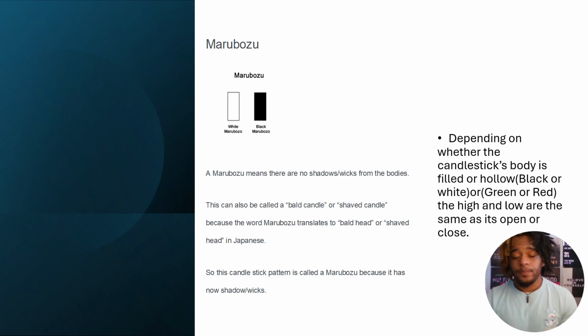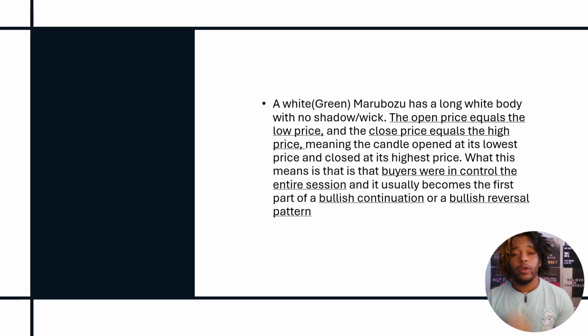Alright, so a green Marubozu has a long body with no wick above or below. This means that the open price equals the low price and the close price equals the high price, meaning the candle opened at its lowest price and closed at its highest price. What this means is that the buyers were in control the entire session, and it usually becomes the first part of a bullish continuation or a bullish reversal pattern.